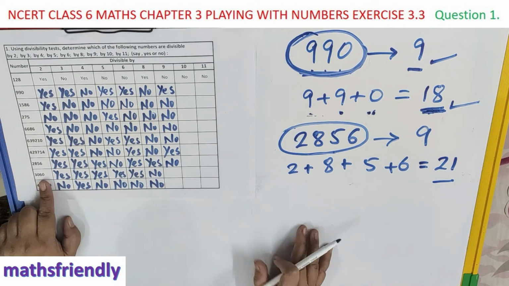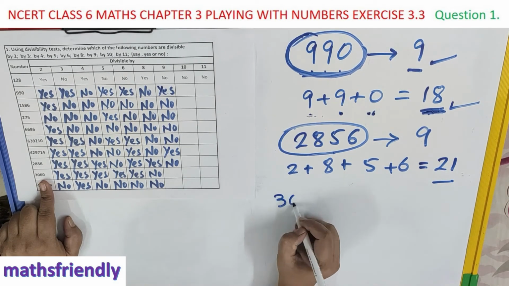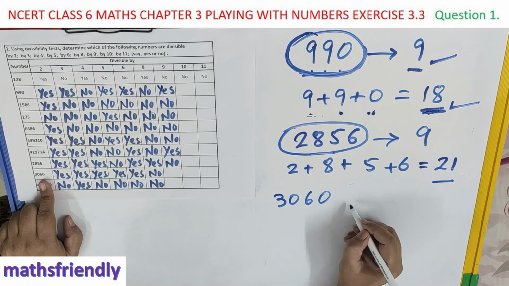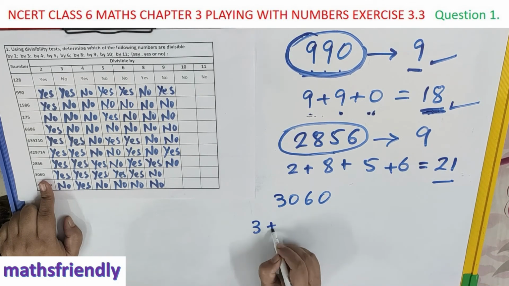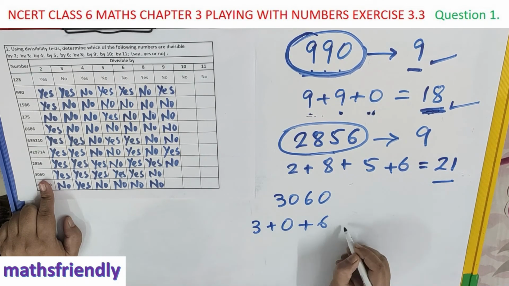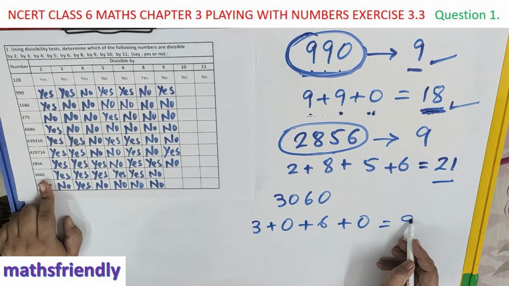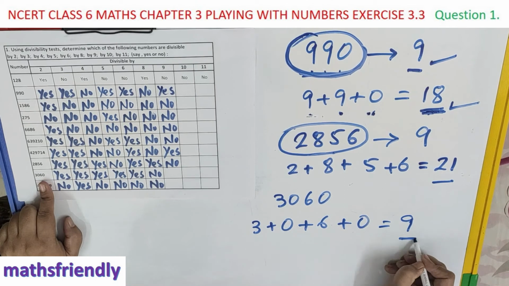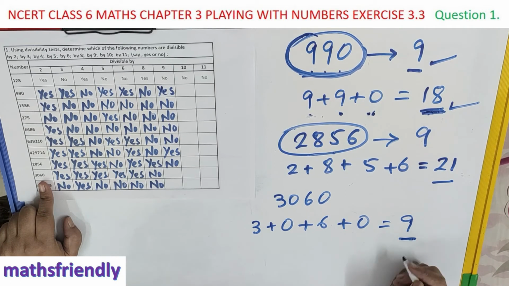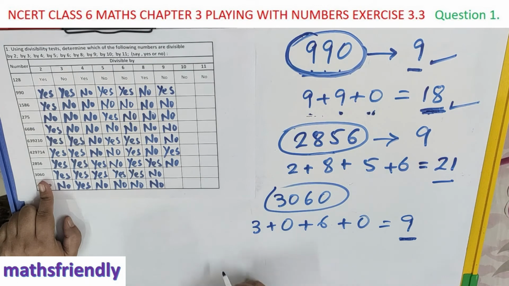Okay. So, now what is the next number? The next number is 3060. If we add the digits of this number, we get 3 plus 0 plus 6 plus 0 is 9. Okay. Is 9 divisible by 9? Yes, 9 is divisible by 9 because 9 comes in 9's table one time. So, this is divisible by 9. It means this number also is divisible by 9.